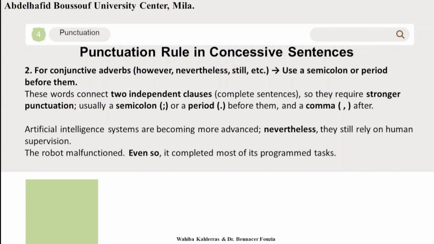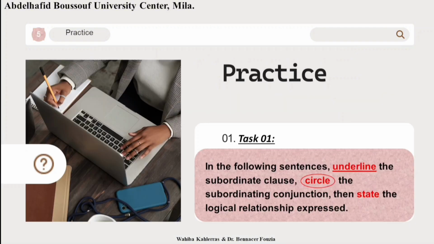We have two rules. You choose either to put a semicolon before and a comma after the conjunction, or you put the independent clause and then you put a full stop. You start the dependent clause with a conjunction and you finish your full sentence.